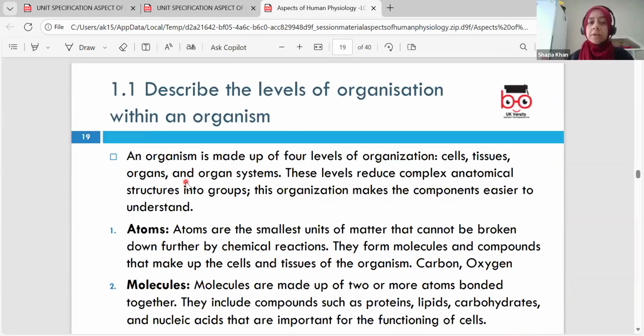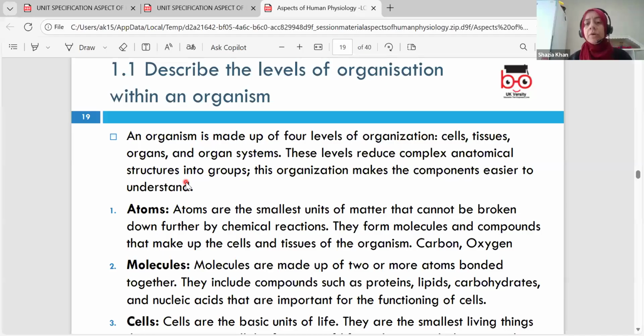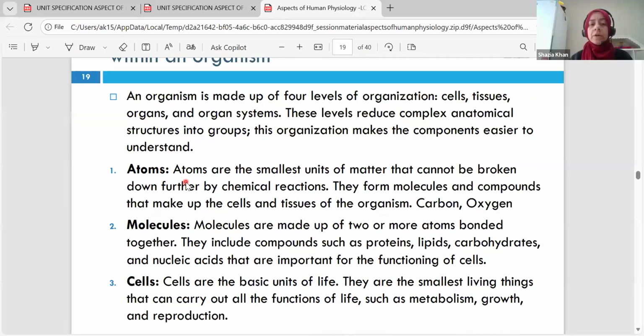Now we'll describe the levels of organization within an organism. I had mentioned this earlier, so I'm not going to go into details. You can have a look at the video recordings. So the atom is the smallest unit of matter. It cannot be broken down further by chemical reactions. You have single atoms such as carbon, oxygen, hydrogen. You have molecules, which join together and are more complex than atoms. You have lipids, proteins, carbohydrates, nucleic acids.